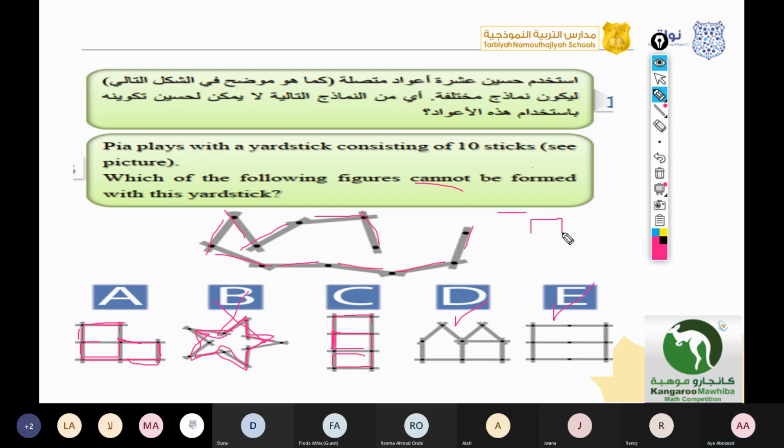Teacher, why did we choose C? Why didn't we choose D? D, you can do D. Why? If you start with D, you will start from this point. 1, 2, 3, 4, 5, 6, 7. Sorry. Again.